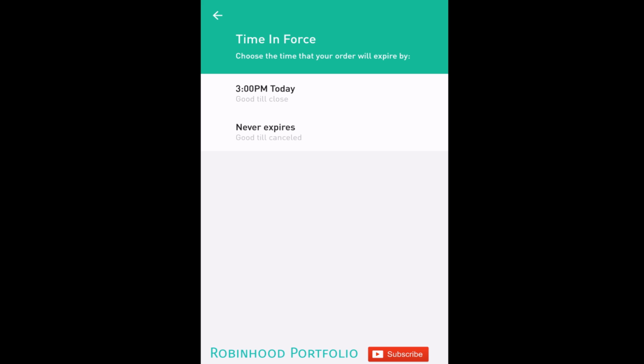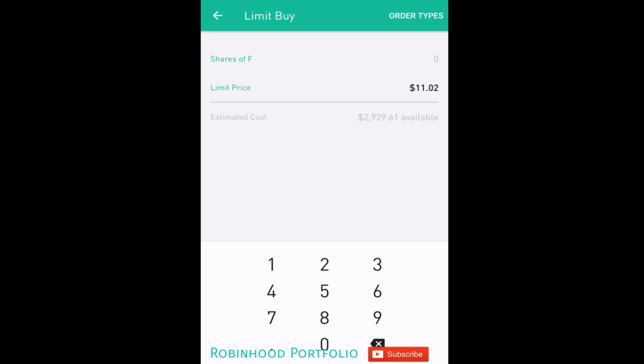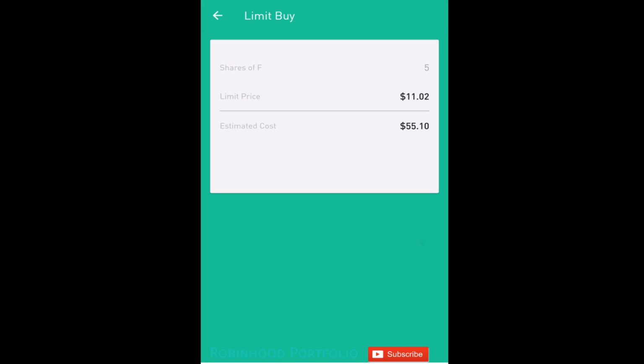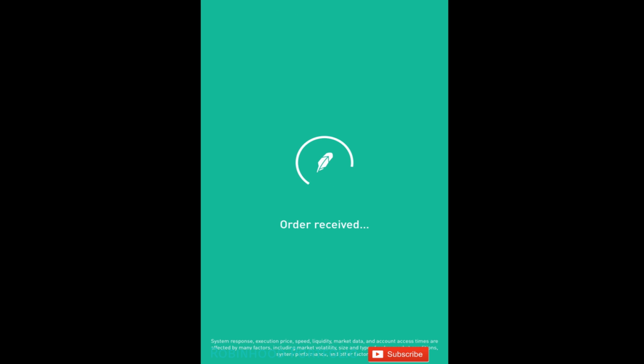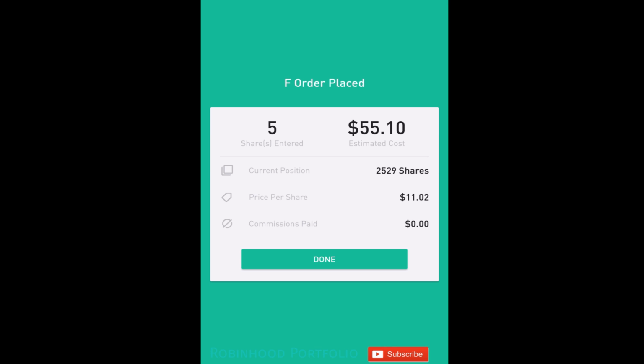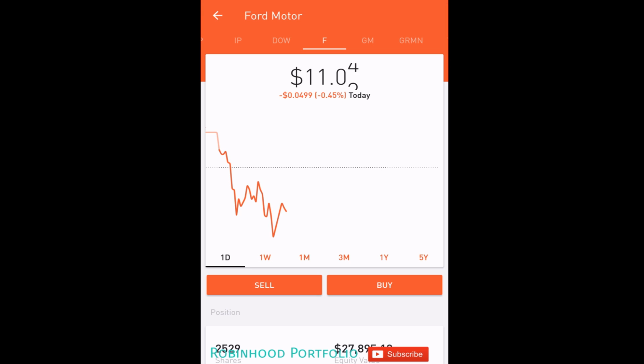So I always put it at 3 p.m. That way at the end of the day, like I said, all orders are canceled and I never have any outstanding pending orders I have to follow up on or remember. Again, let's just do 5 shares. You can see the estimated cost, $55.10. Click on that, you swipe up, and now that trade is basically waiting to be executed. So once the price dips down to 11.02, this stock will automatically be bought.